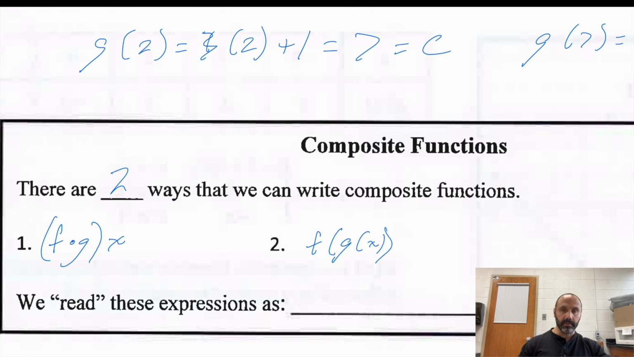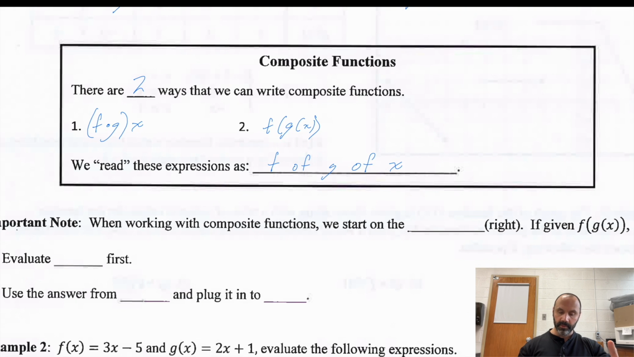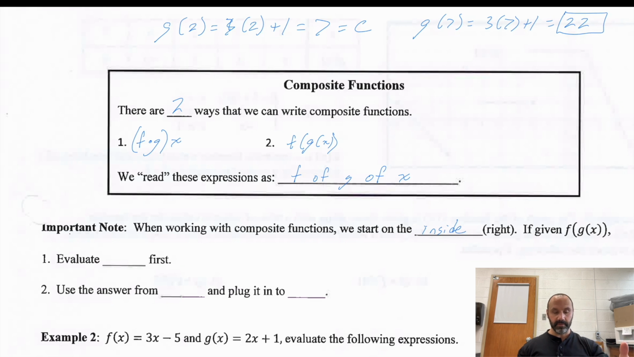The second notation, f of g of x, is a little bit clearer because you can actually see g of x in the parentheses of f of x. That's how we read it: f of g of x. When we work with composite functions, we start on the inside. So if given f of g of x, first we evaluate g of x, and then we use the answer from g of x and plug it into f of x.